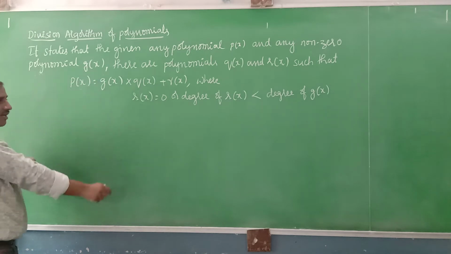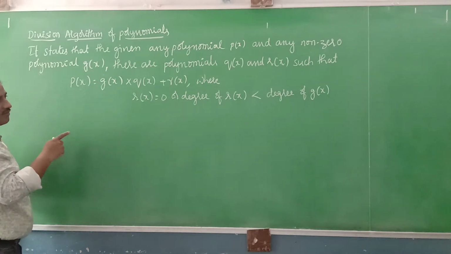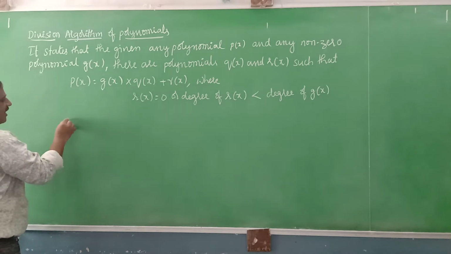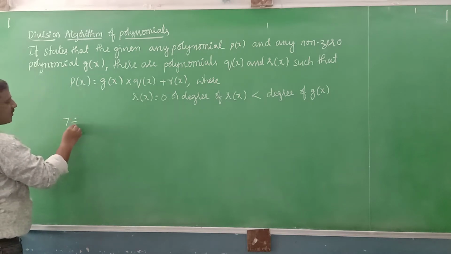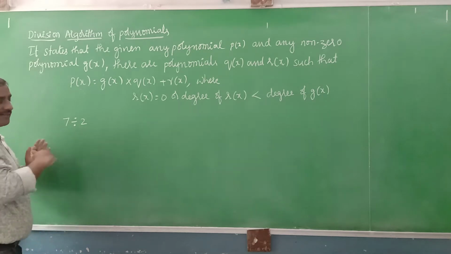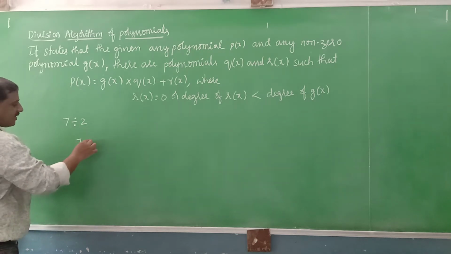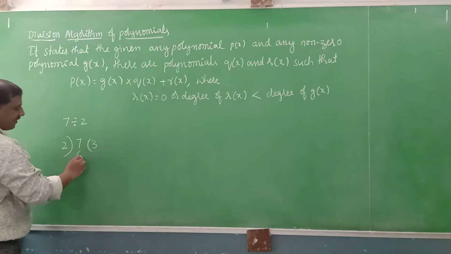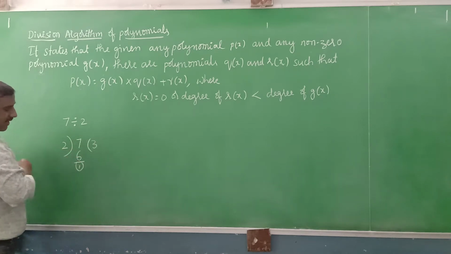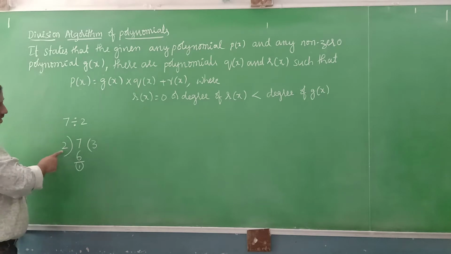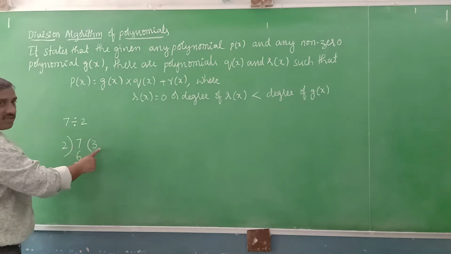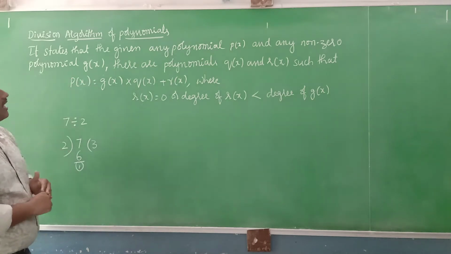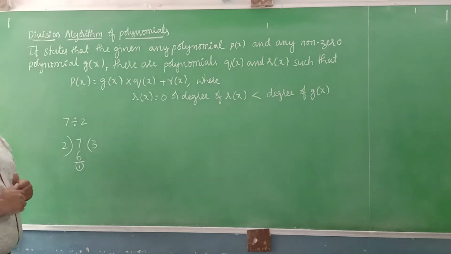So what is the division algorithm for numbers? See here. When we divide 7 by 2, what do we get? 2 3s are 6, 7 minus 6 is 1, we subtract. What do we call this number 2, this number 7, this number 3, and this number 1? The same terminology is also applicable for the division algorithm of polynomials.